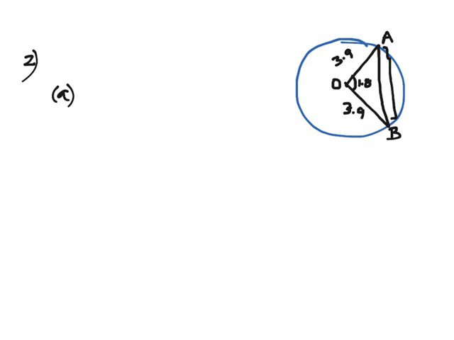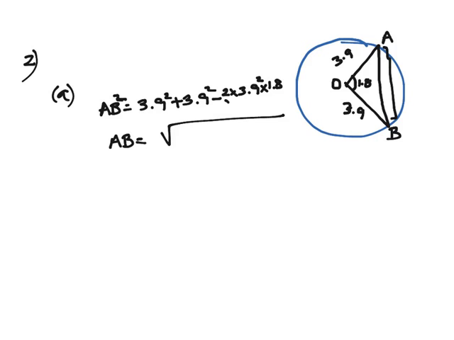So we have 2 sides and an included angle, so we can very well use the cosine formula. So as per the cosine formula, we get AB squared equal to 3.9 squared plus 3.9 squared minus 2 times 3.9 into 3.9, which is 3.9 square, multiplied with 1.8. Okay, so AB is nothing but square root of this expression. Okay, so you put this in a calculator and get the answer.